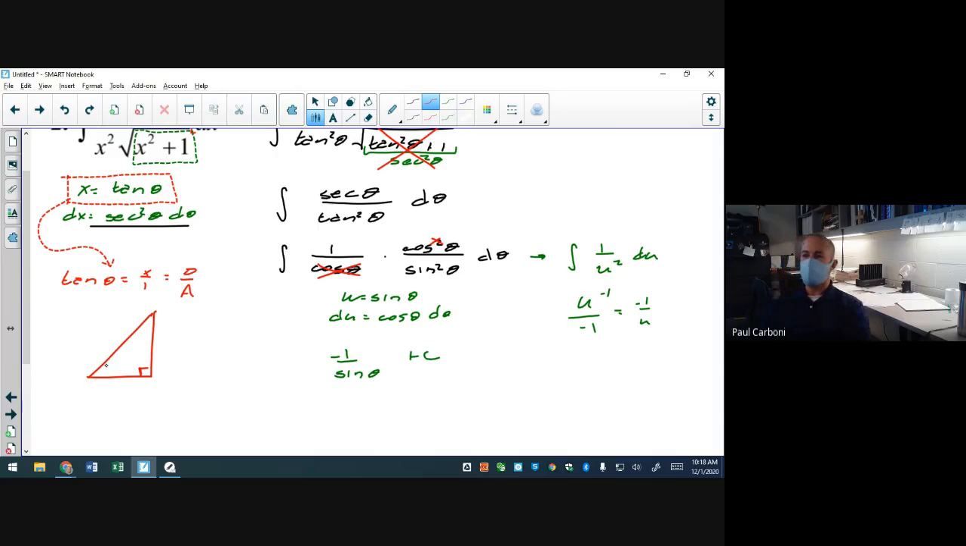Okay, so I draw a triangle. I can put theta wherever I want, at least on one of the acute angles. I always put it in this lower left hand. Tangent theta being x over 1 means the opposite side will be x, the adjacent side will be 1. Pythagorean theorem would tell you that the hypotenuse would be the square root of a squared plus b squared, which is x squared plus 1 squared, right?